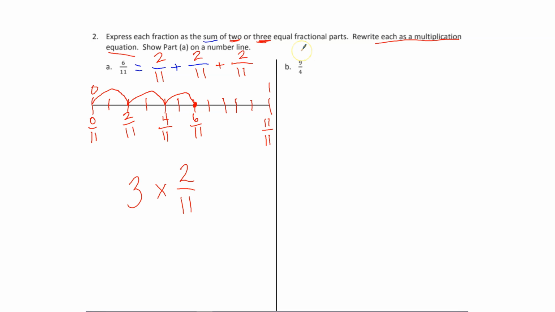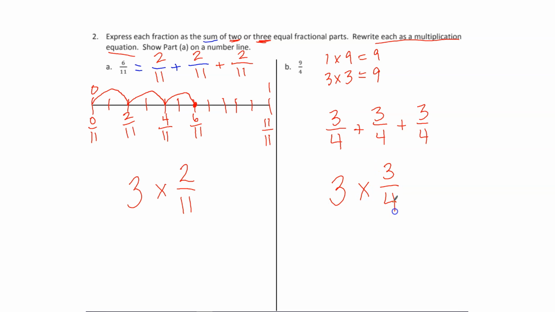All right. Now for B, we don't have to do the number line. We're just going to write it as either 2 or 3 equal fractional parts. We know that 9 is not divisible by 2. So if we listed all of the factors of 9, we would have either 9 times 1 or 3 times 3. They both equal 9. So therefore, we're going to do 3 equal fractional parts of 3. So we're going to have 3/4 plus 3/4 plus 3/4. You can see my 3 equal parts. And this can be rewritten as 3 groups of 3/4.